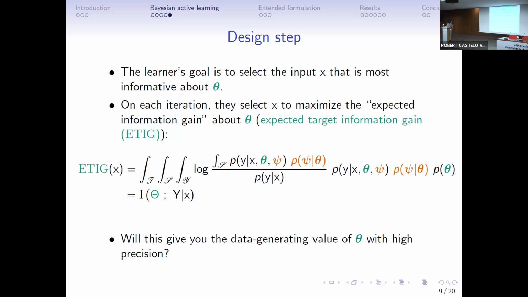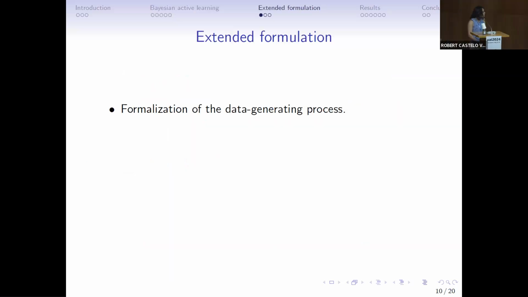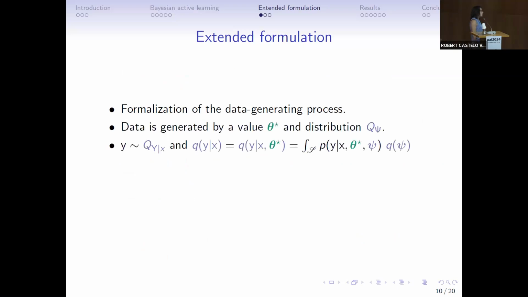Okay, so far, I've given you a lot of framework and a lot of notation to reason about the learner's beliefs about the data generating process. But in order to get at this question, we're going to want to say something about what the data generating process looks like. So in the extended formulation that we introduce in the paper, we introduce a framework to reason about this data generating process.